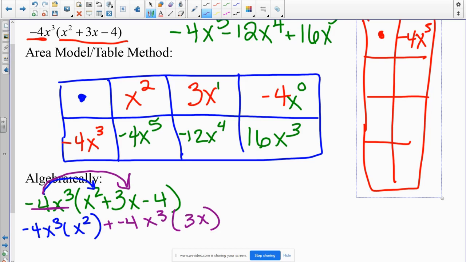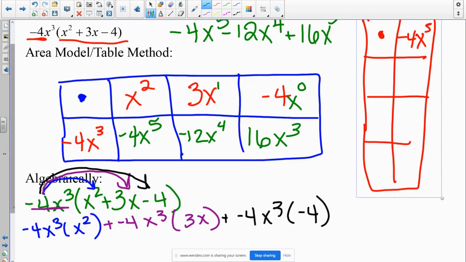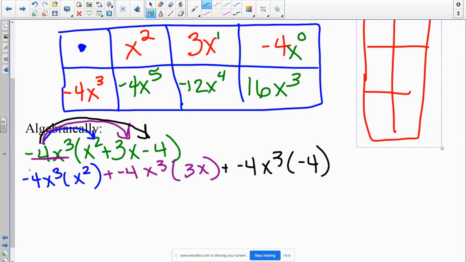And finally, we're going to be taking that negative 4x squared and distributing it to the negative 4. So I'm going to write that down so we can visually see it. So looking at that, notice I distributed every single time the monomial in the front to every single term inside. So what you got left is just to do the algebra.